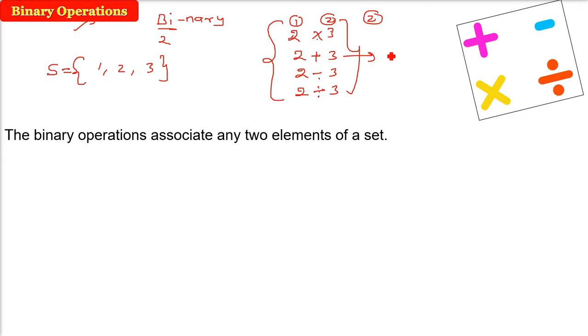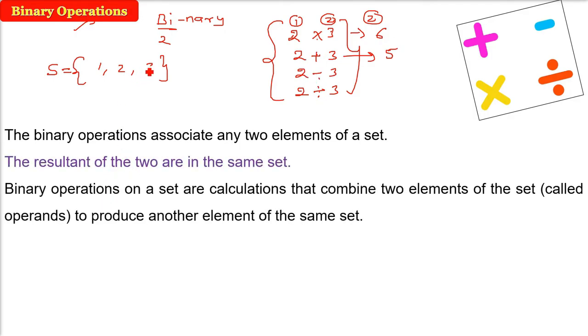So what do you get? 2 into 3 is 6 and 2 plus 3 is 5. But this 6 and 5 is not in this set. So this is not a binary operation. Because for the binary operation to hold, the resultant value of the operation should be inside that set only. That is, you take two operands from the set and now the operated value should be in this set.